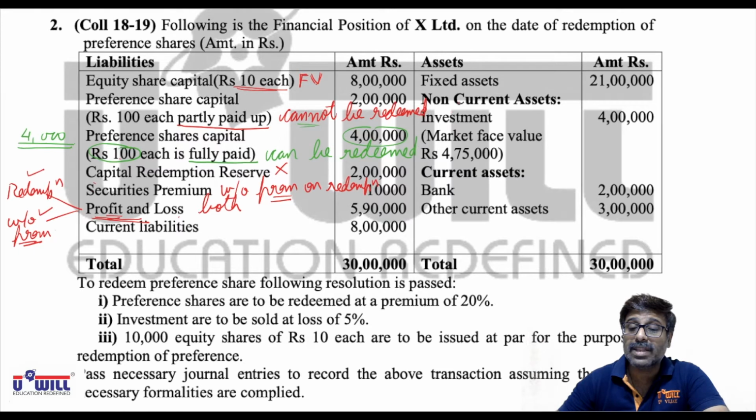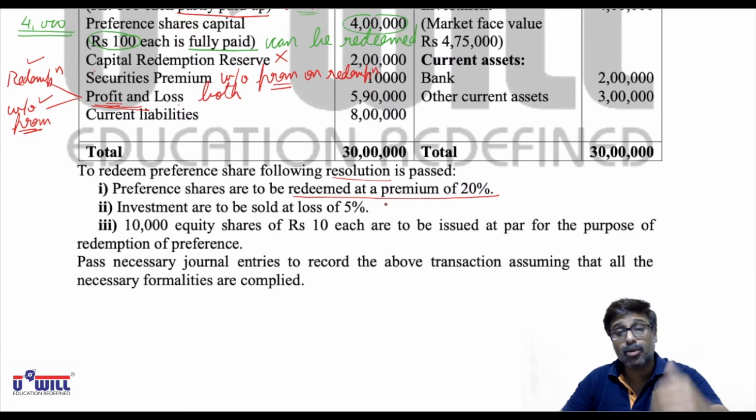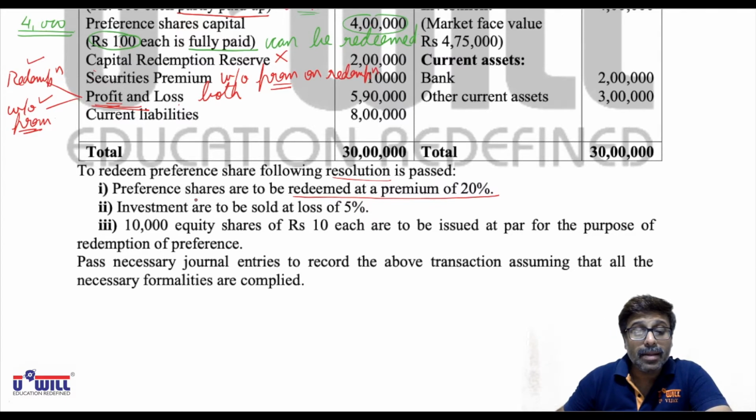Current liabilities, fixed assets, non-current assets, investments, current assets, bank and other current assets. These are normal things. We are mainly concerned with share capital and reserves only in this chapter. To redeem the preference shares, the following resolution is passed. First, preference shares are to be redeemed at a premium of 20%. Investments are to be sold at a loss of 5%.